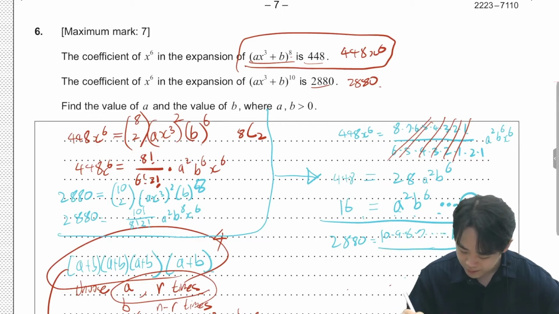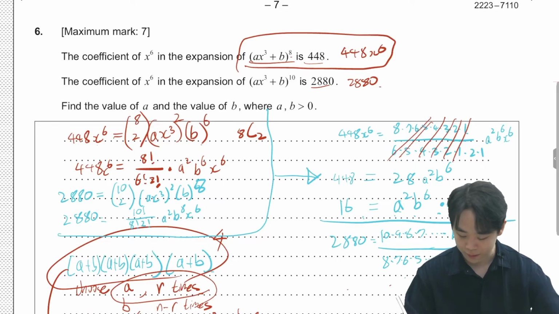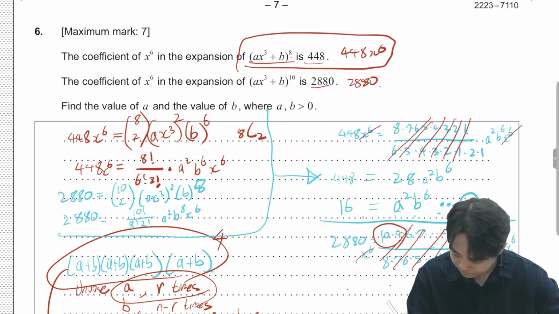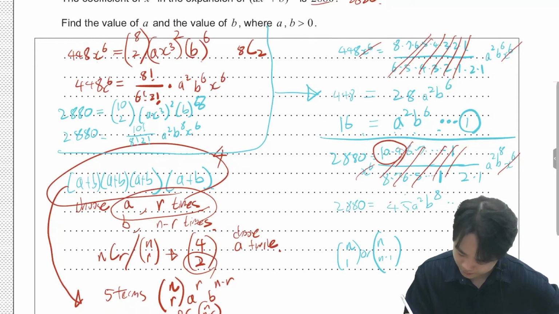That's 10 factorial, divided by 8, 7, 6, 5 all the way to 1. That's 8 factorial. So that's going to keep only the 10 times 9 at the top. Then we divide by 2 factorial. Then we get a squared, b^8, x to the power of 6. So x to the power of 6 is also going to cancel. This sets up an equation that looks like 2880 equals 45 a squared b to the power of 8, so a squared b to the power of 8 is going to be 64. That's our equation 2.